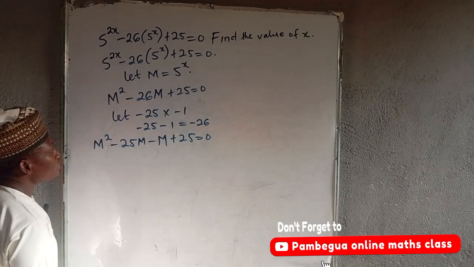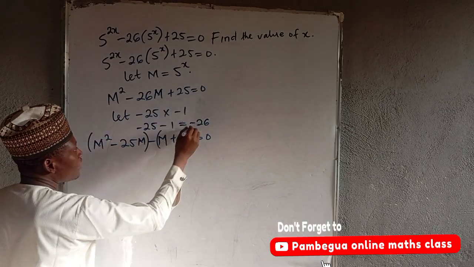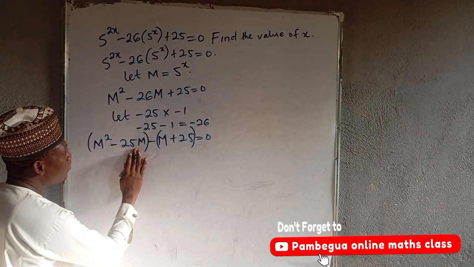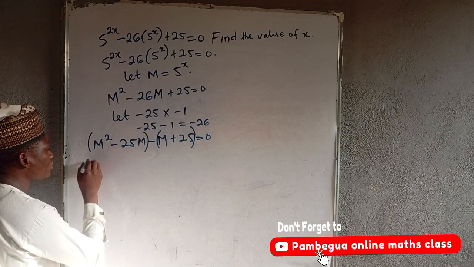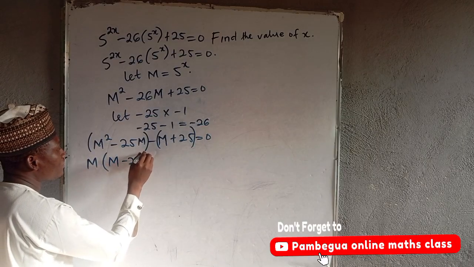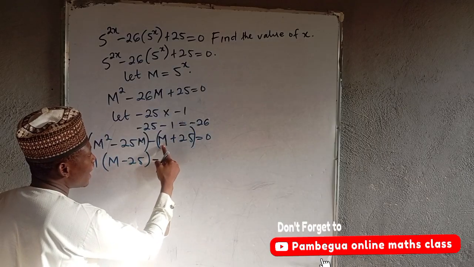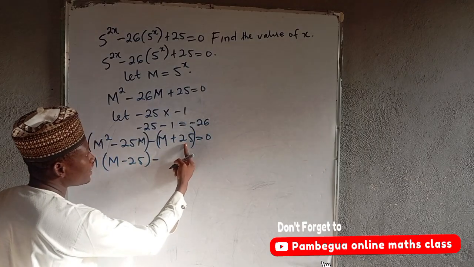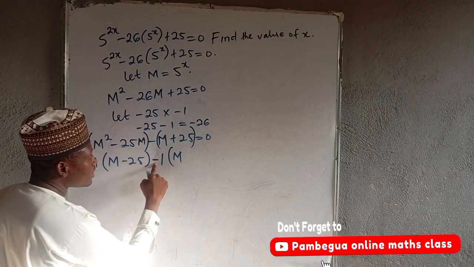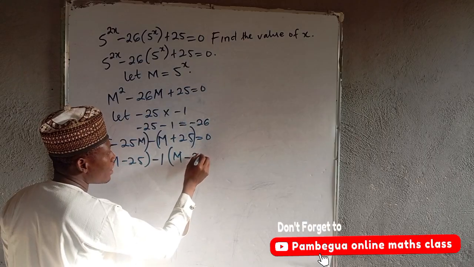So I can put these two in a bracket and the other two in a bracket. What I have common here is m, so I can factor m out: m, open bracket, m minus 25. Then I have a minus here, and what I have common in the other pair is 1, so it is going to be minus 1, open bracket, m minus 25, because I have minus here and plus here.